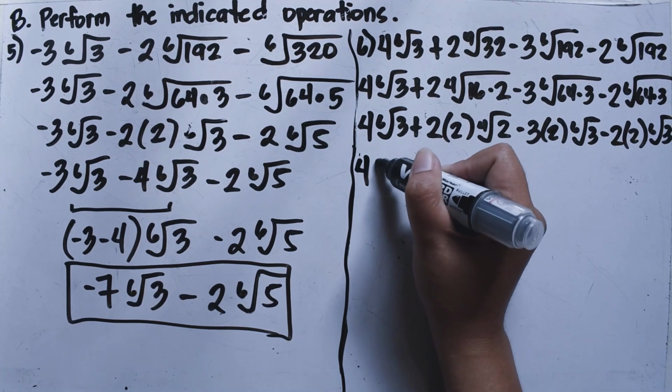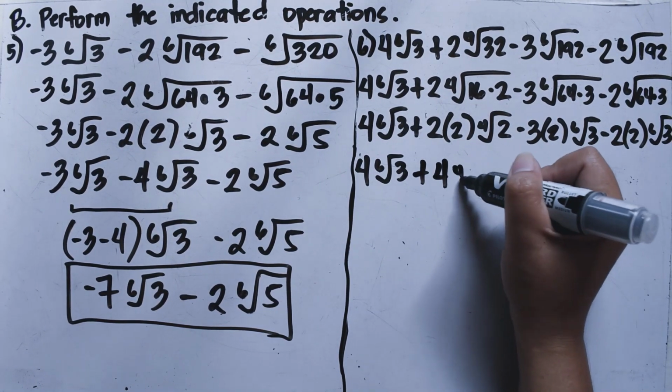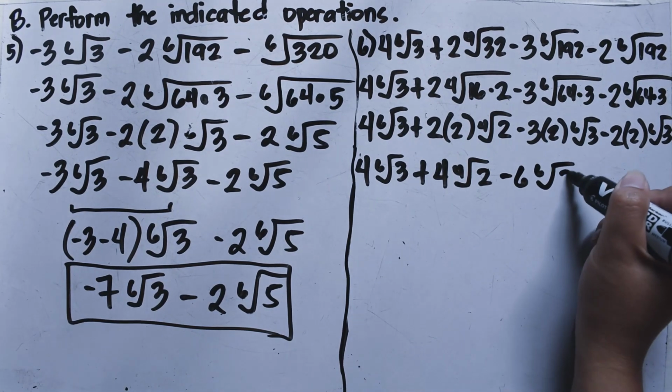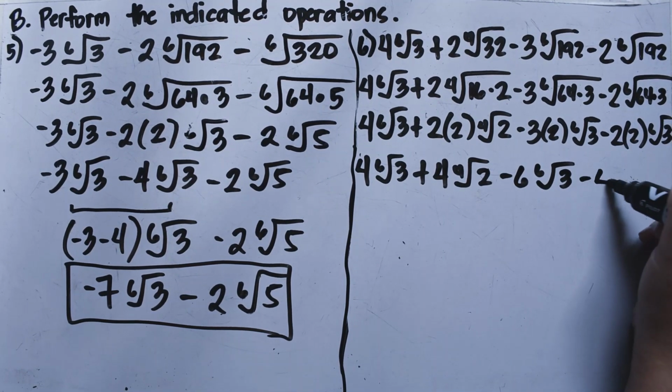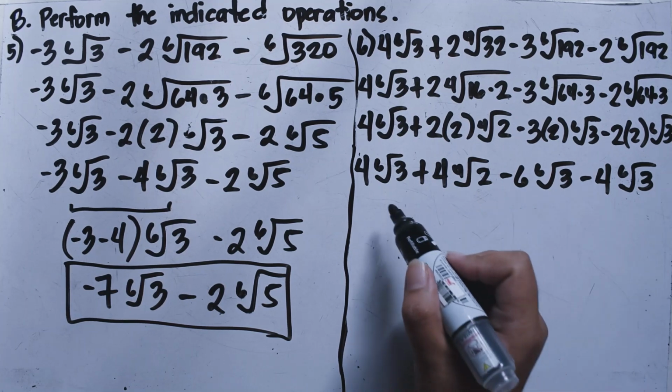So we have 4, 6th root of 3. So, positive 2 times 2 is positive 4, 4th root of 2. Negative 3 times 2 is negative 6, 6th root of 3. Negative 2 times 2 is negative 4, 6th root of 3. Next. Let's combine like terms. Let's combine all the similar radicals.